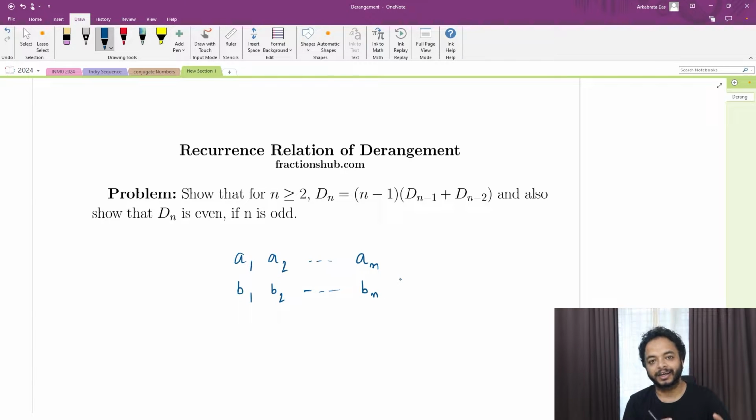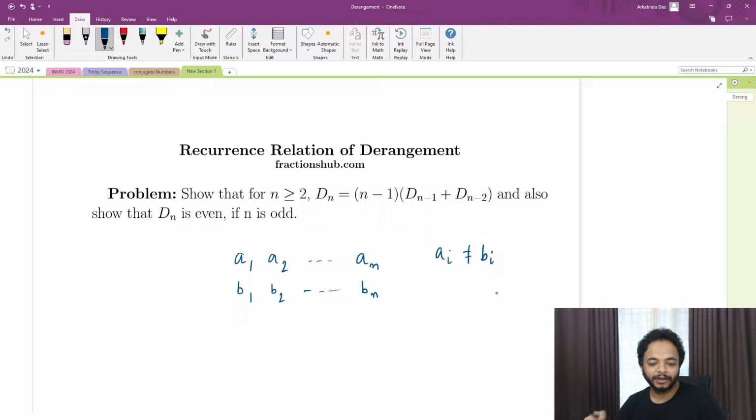Now if the question is asked, how many such permutations are possible such that none of the ai's will be equal to the bi's? So for each i, the ai won't be equal to the bi. Then in how many ways are such permutations possible? Or in other words, you can think like this: suppose there are n houses and the postman wants to post their letters. Those n houses have their corresponding letters, and those letters are with the postman. Now the question is in how many ways the postman can post all the letters to the wrong address. So that's basically the derangement.